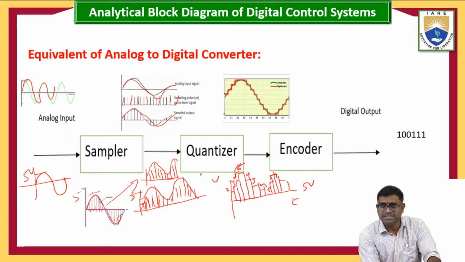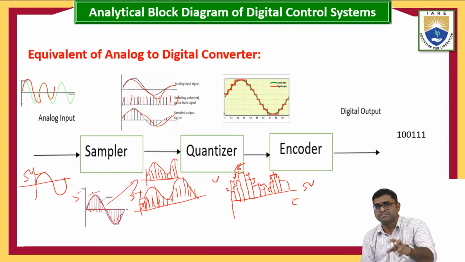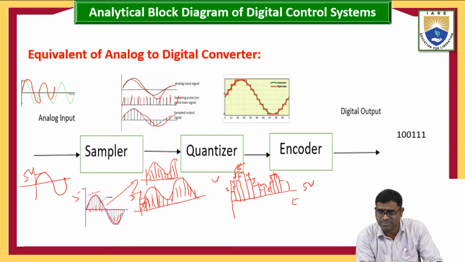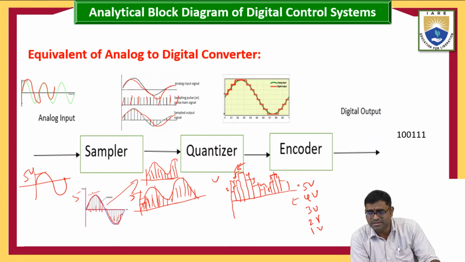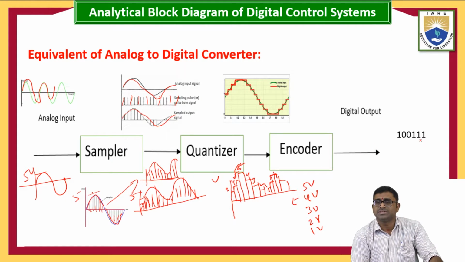Sampler to quantizer. The sampler gives the output in the form of sample and hold waves, and that is the input to the quantizer. The quantizer gives the output as fixed voltage levels, so 3 volts, 4 volts, 5 volts, and so on, like 4 volts, 3 volts, 2 volts, 1 volt. After that it goes to the encoder. The encoder gives the output in the form of digital formation.